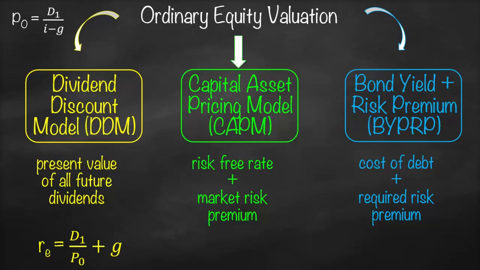It could be a period. It shouldn't be a year. It could be every year or every 6 months or whatever the period is. So remember here, there must be one period difference. D1 divided by P0 plus G.